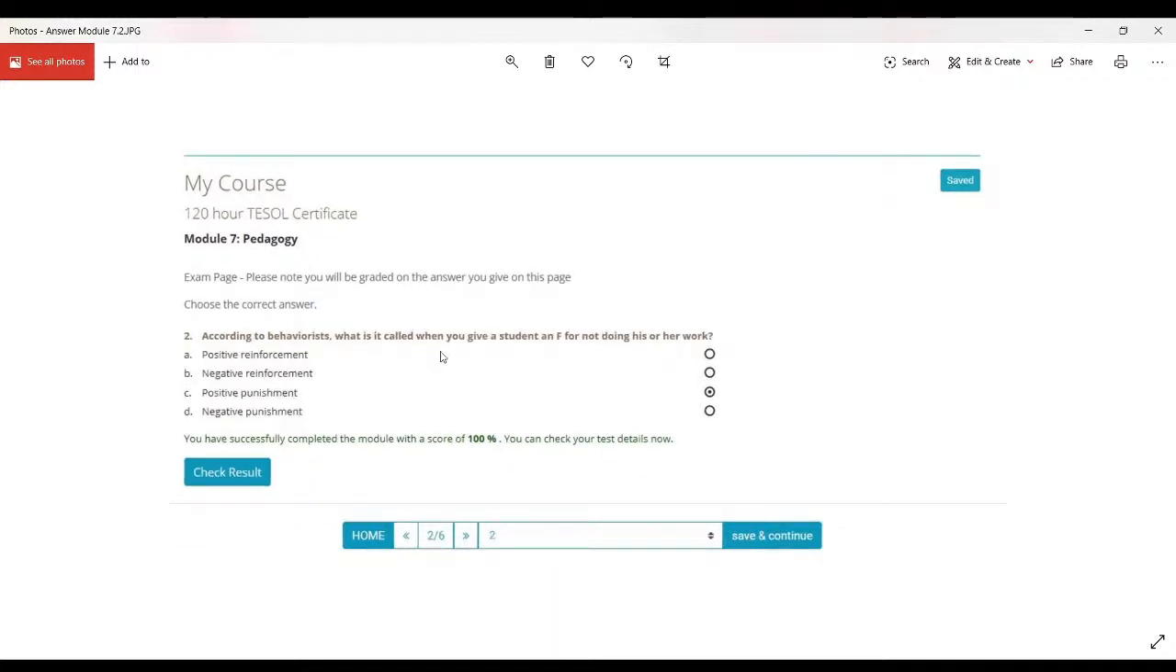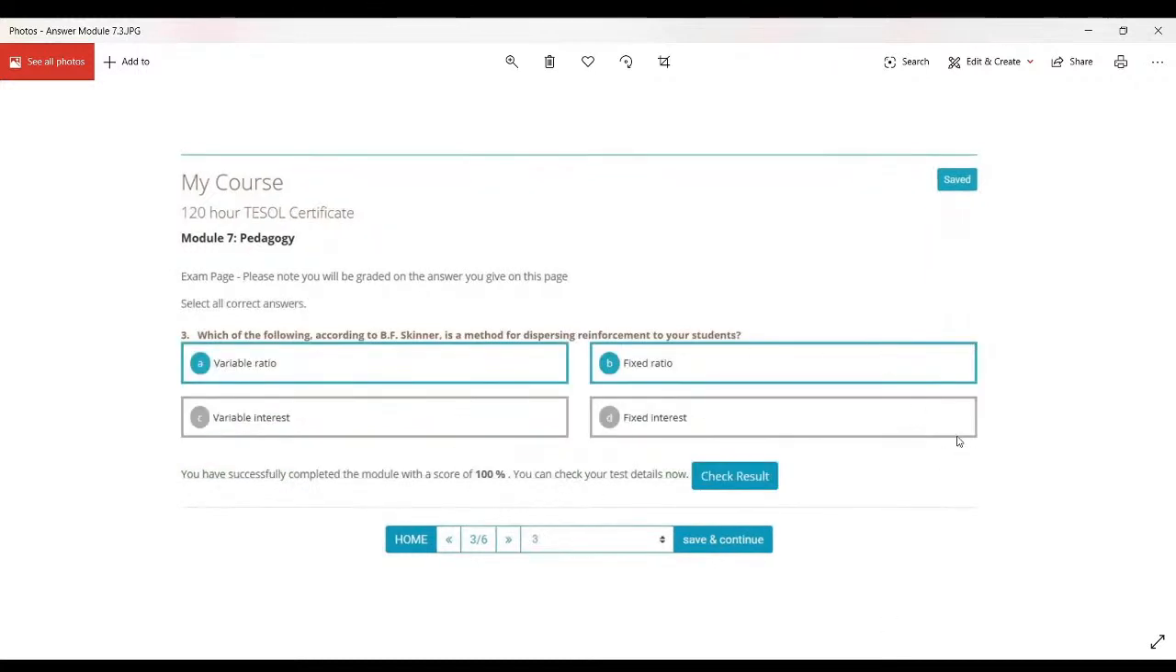Question number 2, according to behaviorists, what is it called when you give a student an F for not doing his or her work? Okay, so it is actually a positive punishment. Okay, so the answer is C. Save and continue.